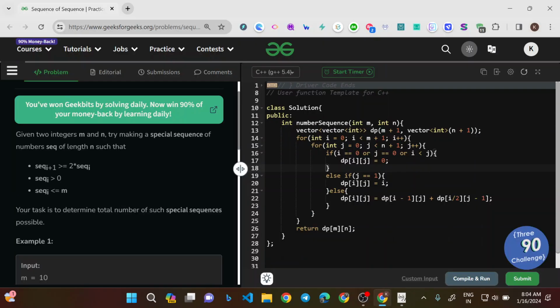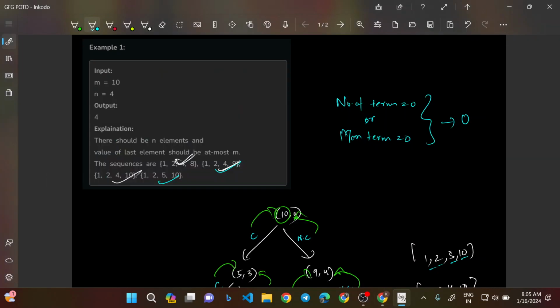Here also in the question you can carefully see that the sequence of I must be greater than 0. So if they're asking you to make the number of terms 0, that means there is no sequence possible, so it is 0, and likewise if your max term is 0. Or if they're asking you to make a sequence of length 5 and the maximum term that you can use is 0, how can you make it? There is no sequence possible, so in that case also it is 0.